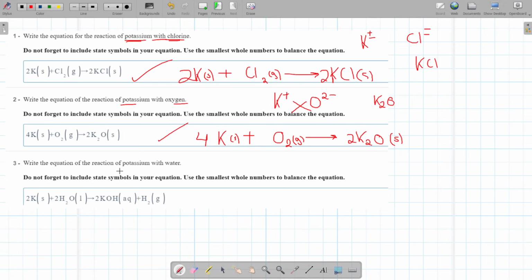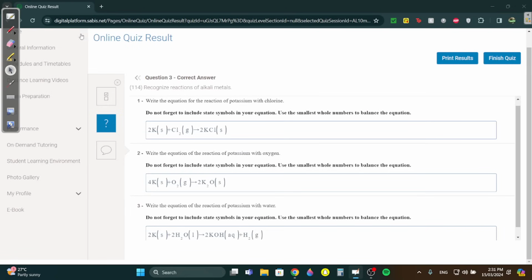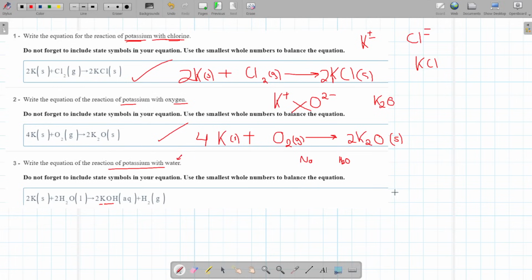Potassium with water. Water is a special one. For the alkali metals with water, you get the alkali metal OH. Since here they're talking about potassium, and I'm going to give you one from me, I'll use Na. So just so you understand the rule.